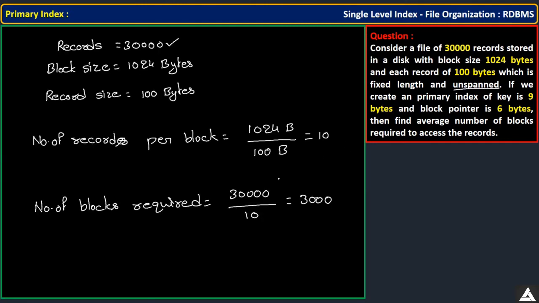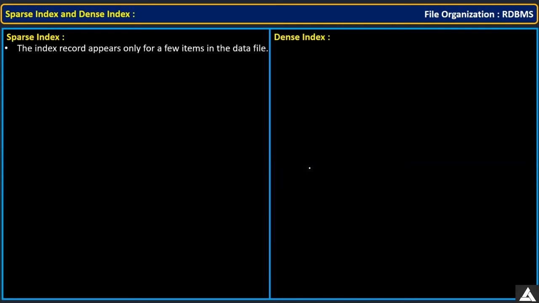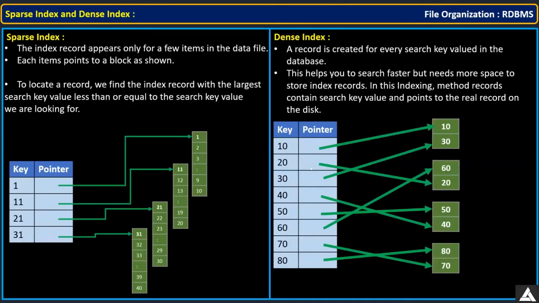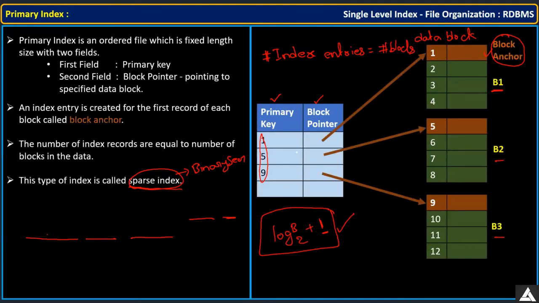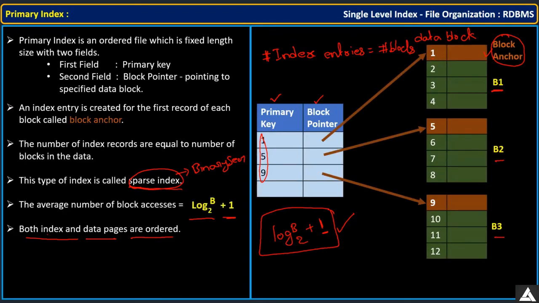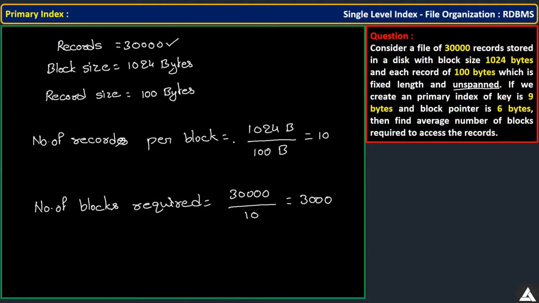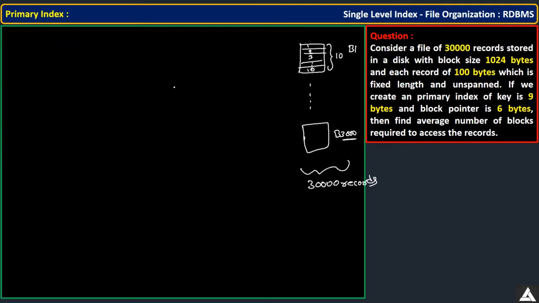Now, based on our previous discussion, if you come back here, just a minute. Here you can see the number of index records is equal to the number of blocks. That is what you have to apply here. How many index records are required? Suppose you take the index table. Here we have 2 fields: the key and the block pointer. How many blocks we have, that many index entries we are going to have. So 3,000 index entries are required.